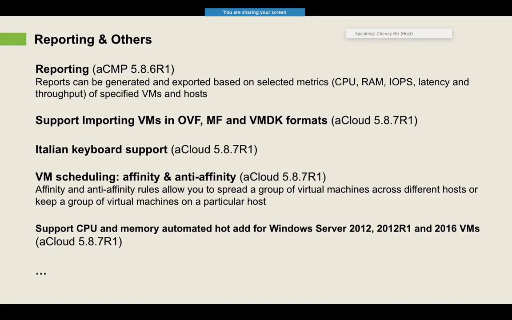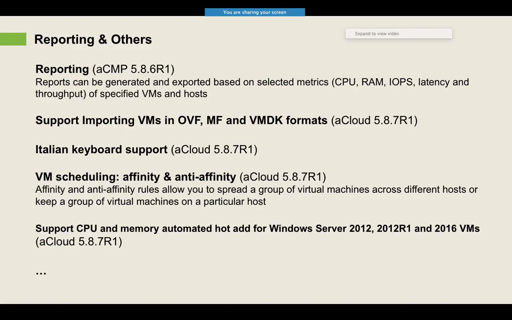And with reporting feature, now users can export the reports based on their selections of VMs and based on their selected metrics like the CPU, RAM, IOPS latency, throughput of specified VMs and hosts. They can also design their own report template and generate the report based on the template they designed. The monitoring center will keep the running status of the VMs and the hosts as far back as 1 year, so they can have a 1 year of history for their VMs and hosts running status. This is a very good feature for auditing or reporting or briefing to the management about the running status of the workloads of the VMs on aCloud platform.